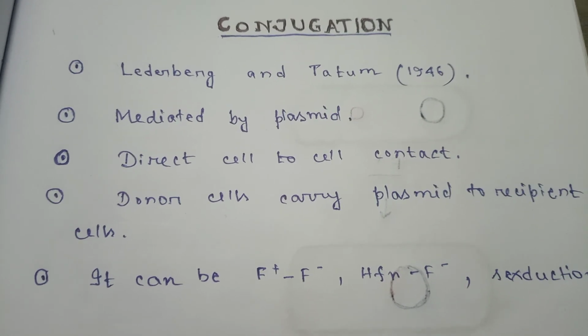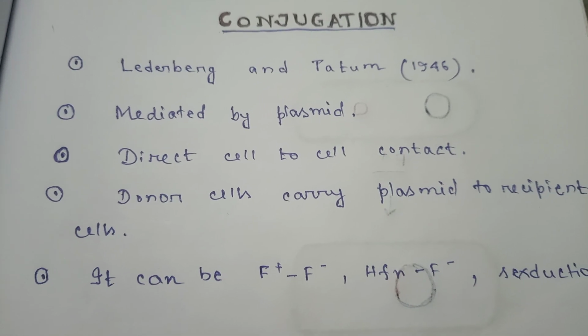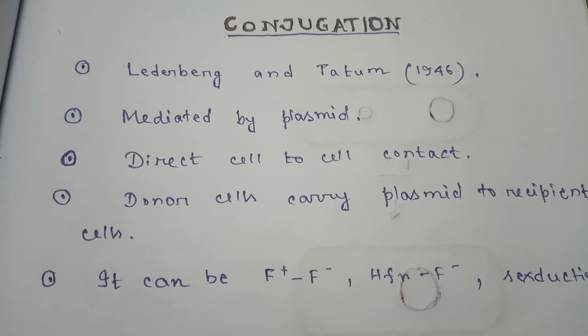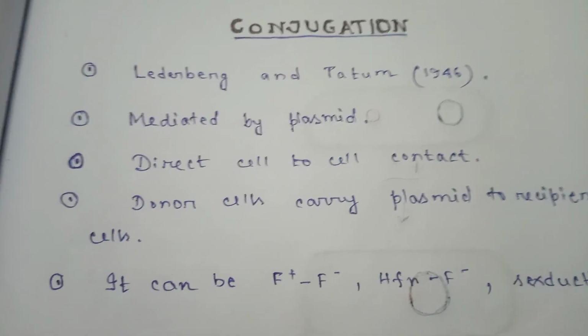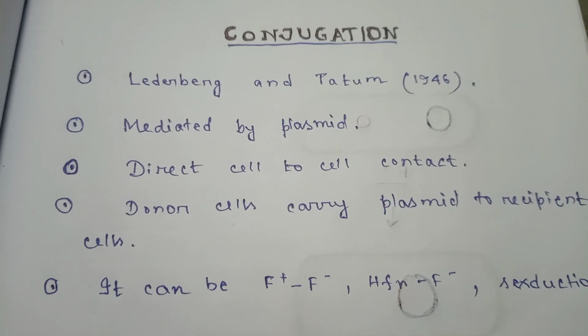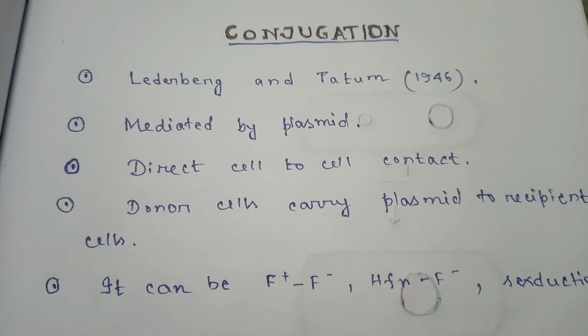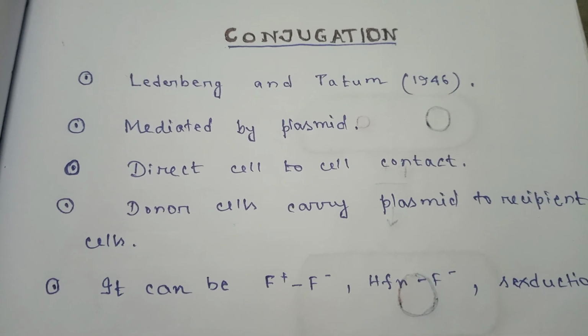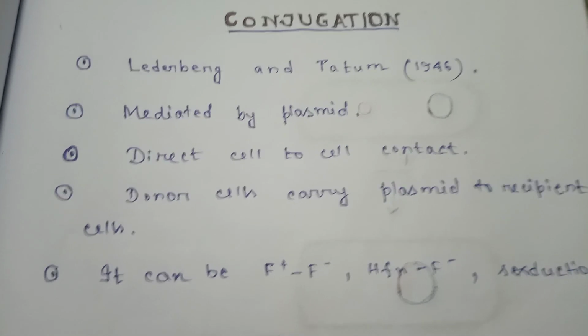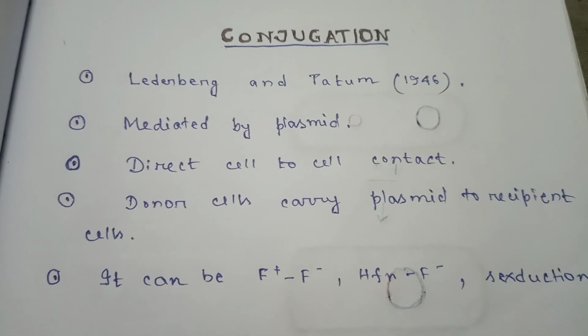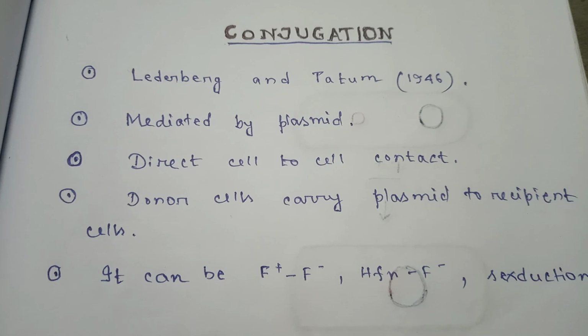F plus means the strain which contains the F factor, and the strain which does not contain the F factor is F minus. After getting a copy of the F factor from F plus, an F minus strain will become F plus too, right? In simple words, F minus is getting the F factor and becoming F plus.